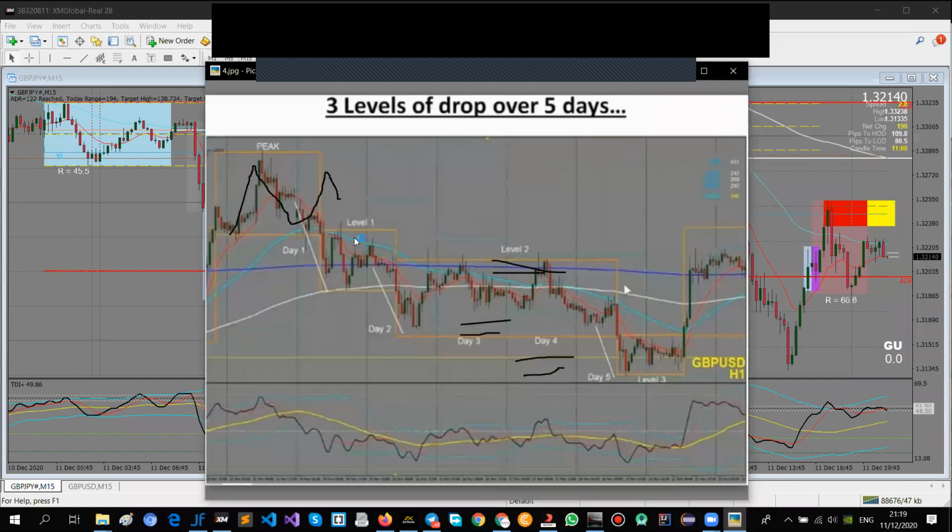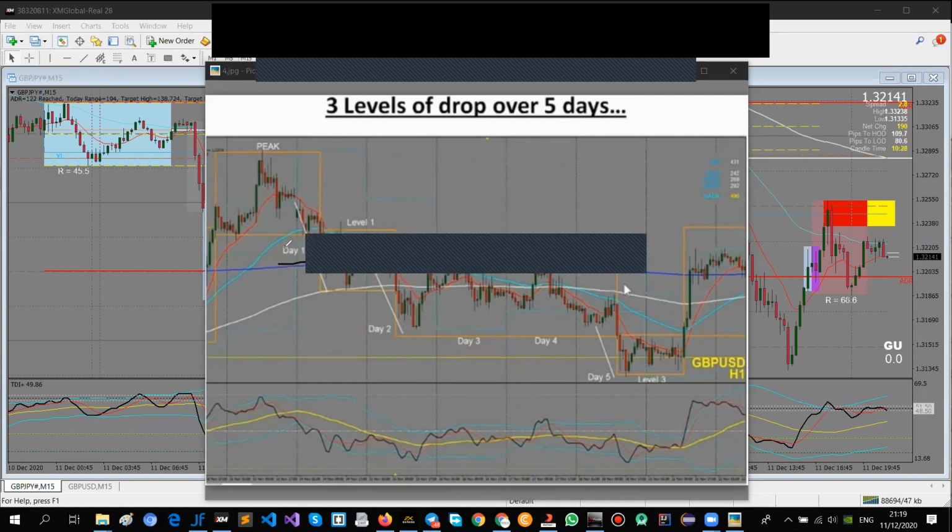Moving on. Like I had said, sometimes the levels exceed 3 days and get to 5 days or even more. As you can see in this one, we had a peak from the previous week, then starting to count levels from Monday. This is day 1, giving us level 1 right here. The market continued to drop in day 2, giving us level 2 right here.